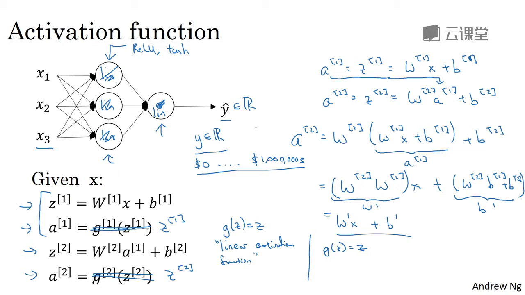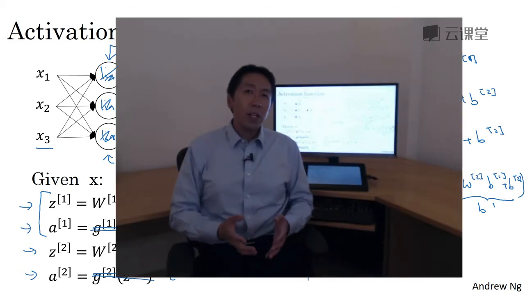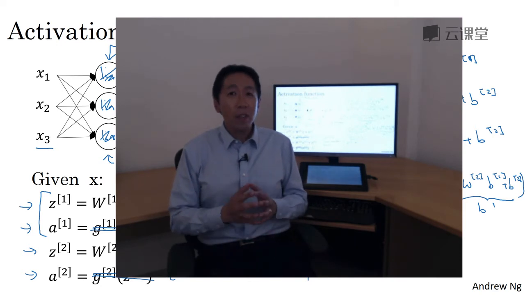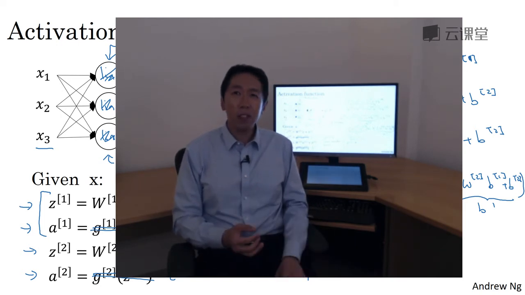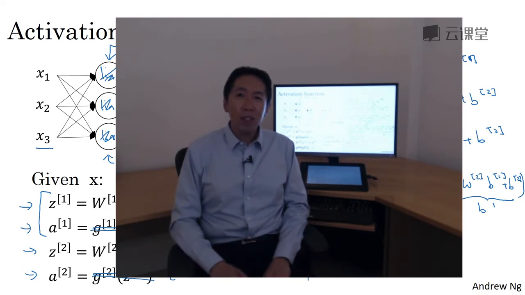Oh, and of course, if you're actually predicting housing prices, as we saw in the week 1 video, because housing prices are all non-negative, perhaps even then you could use a ReLU activation function so that your outputs y hat are all greater than or equal to 0. So I hope that gives you a sense for why having a nonlinear activation function is a critical part of neural networks.